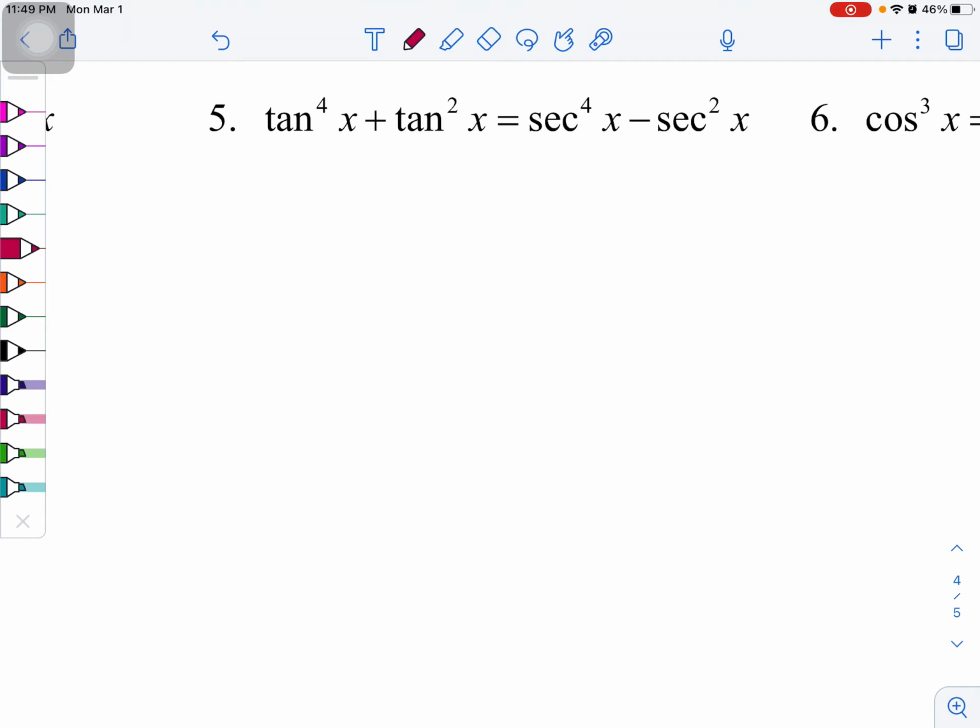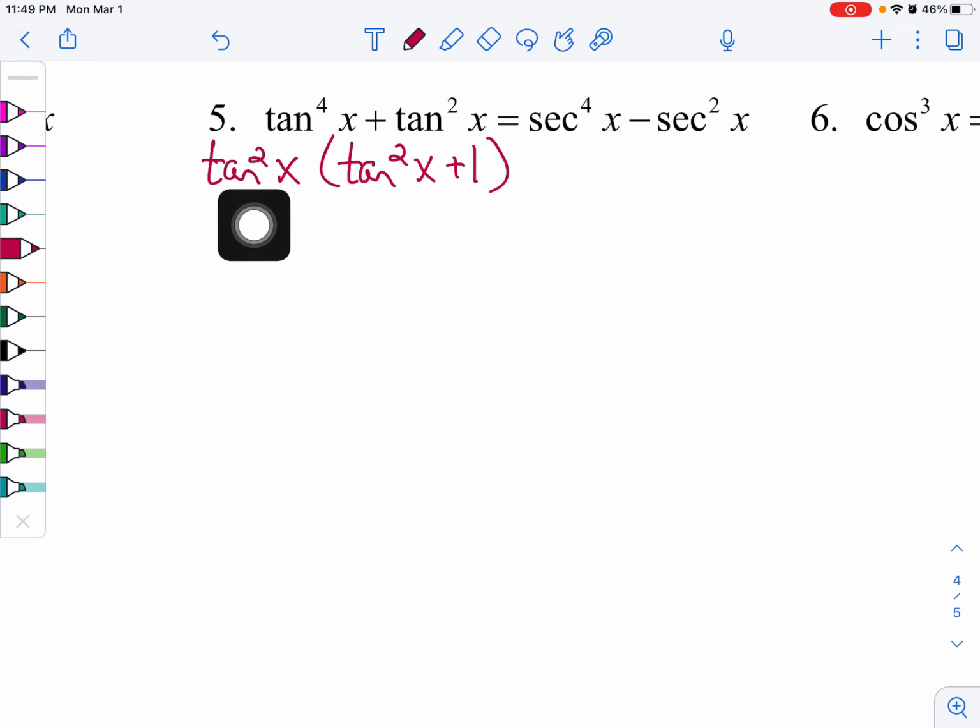All right, number 5 here. Somehow I need to turn all of these tangents into some secants, or turn all the secants into some tangents. Well, let's do a little factoring. I'll work on the left side to turn it into the right side. So on the left side, if I factor out a tangent squared x, that would leave me tangent squared x plus 1. I need to convert to secants.